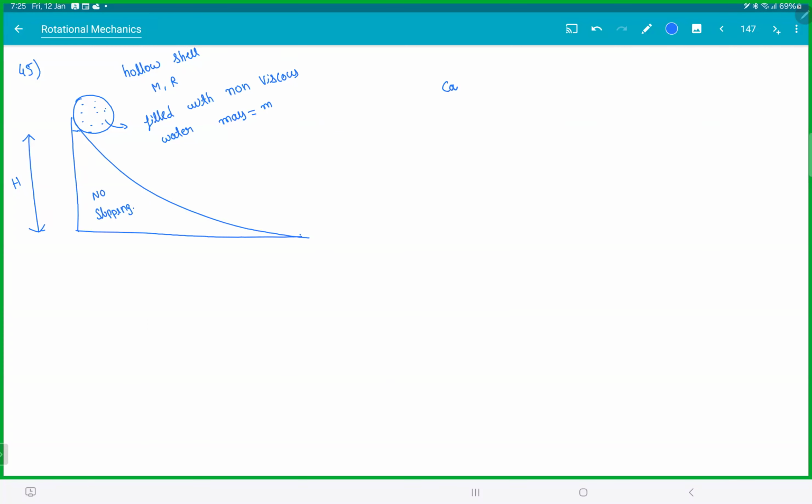So there are two cases here. Case 1, it is water. Case 2, water is frozen to ice, sticking to the shell. You froze it to ice, it became an ice ball. Normally they won't say it is sticking and all. They'll simply say it is frozen to ice, so it is understood it will stick. Find the velocity when it reaches the ground.